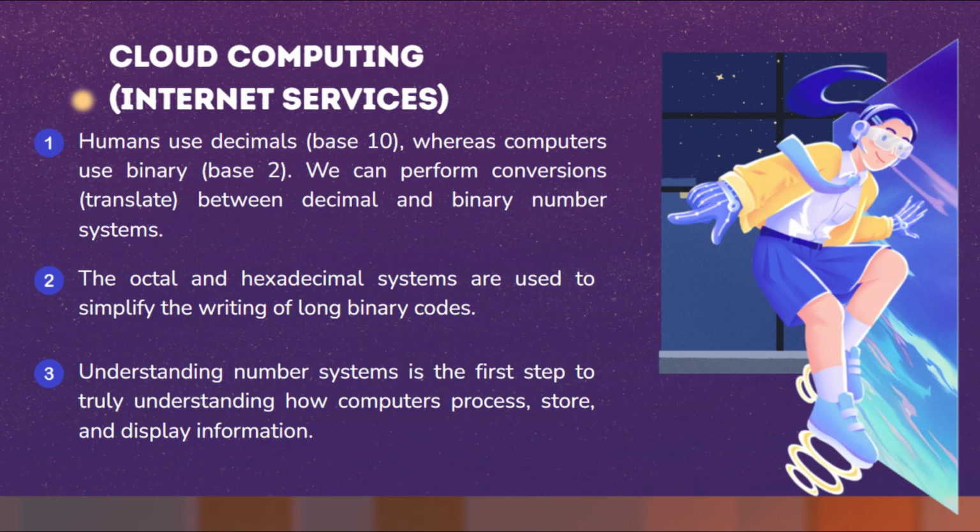First, humans use decimal or base 10, whereas computers use binary or base 2. We can compare or translate between decimal and binary number systems. 2. The octal or hexadecimal systems are used to simplify the writing of long binary codes. 3. Understanding number systems is the first step to truly understanding how computers process, store, and display information.